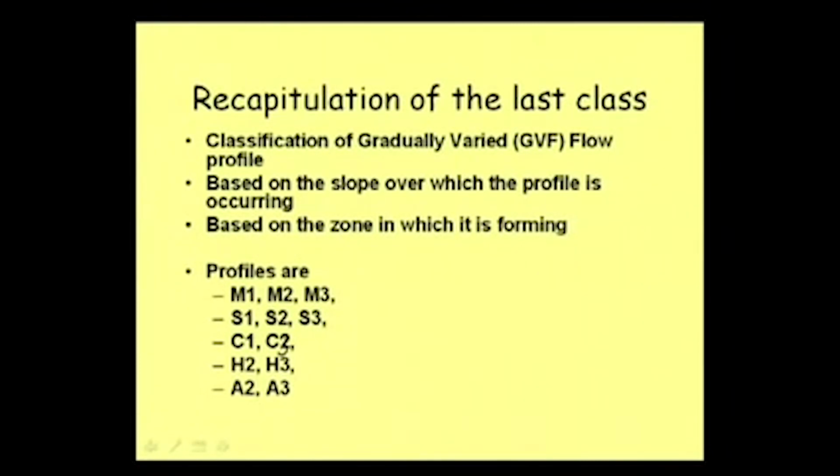Then in case of horizontal bed, we got H2 and H3. H1 does not exist because the depth of uniform flow in case of horizontal slope is at infinity. So, we do not have zone 1, which cannot be there beyond infinity. So, we had only H2 and H3 profiles, and similarly in adverse slope we had A2 and A3 profiles. Here also A1 does not exist.